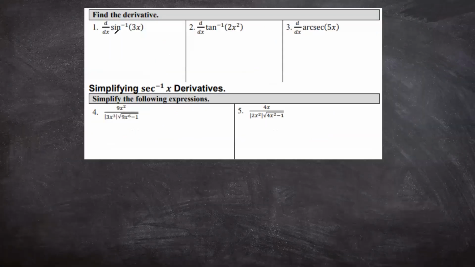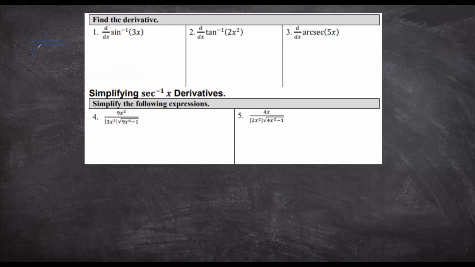So here we're taking the derivative of arc sine of 3x, or inverse sine of 3x. When we do this, because this isn't just an x, we need to use our chain rule. So what we have as our rule is 1 over the square root of 1 subtract x squared. Since we have a 3x here, this is going to look like 1 over the square root of 1 subtract 3x all squared, multiplied by the derivative of the inside, which is 3. So we end with 3 over the square root of 1 subtract 9x squared.